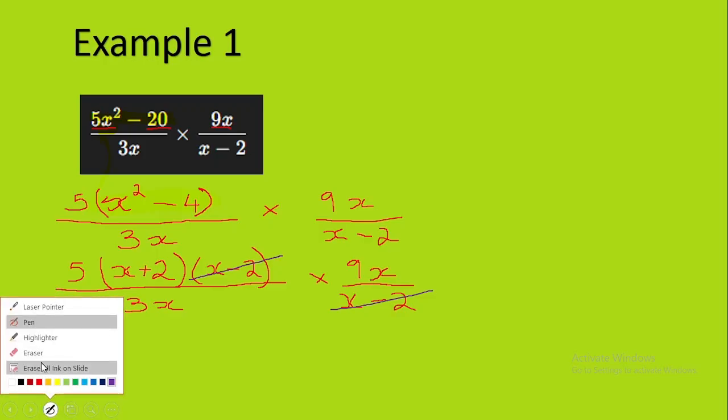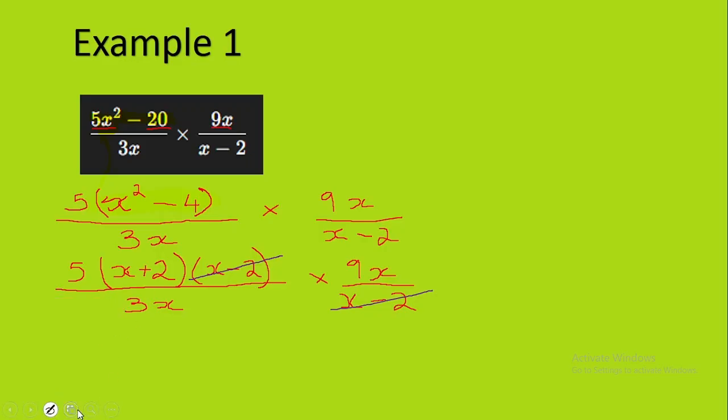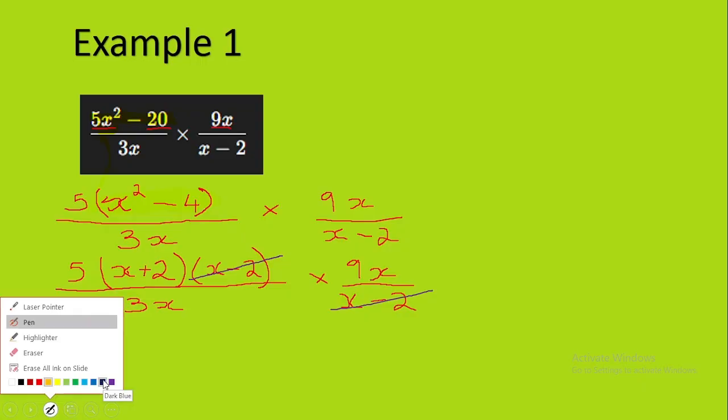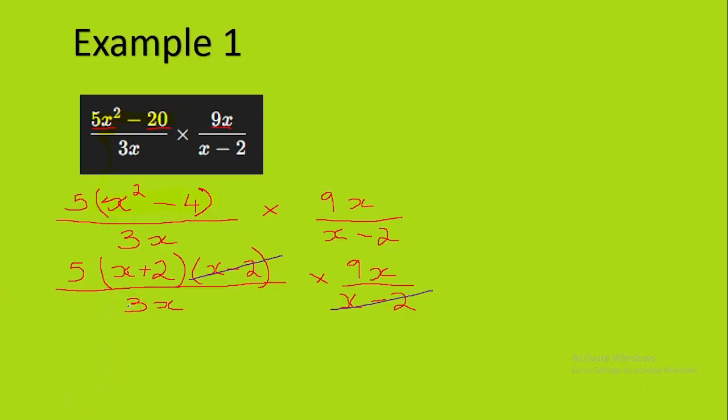Now what I wanted to do is also to highlight this as well, because I want you to see exactly what I'm talking about in the next step. Now look right here, we have a 3x and we have a 9x. Look at both of them, 3x, 9x. These are terms that we can simplify or factor out. So what's the highest common factor between 3x and 9x?